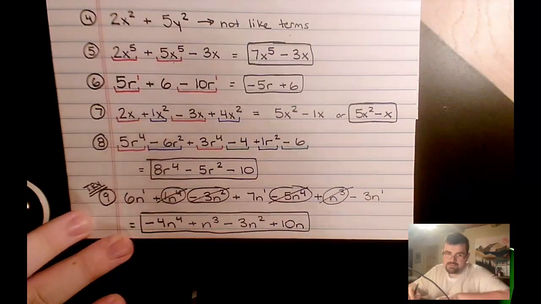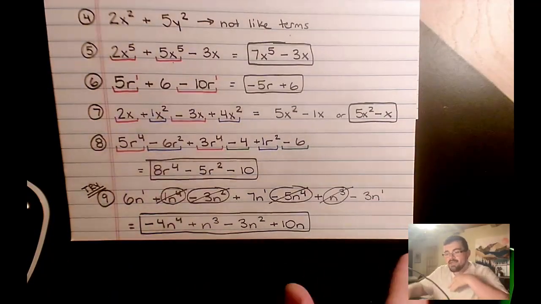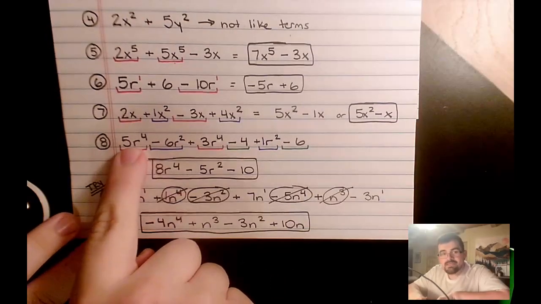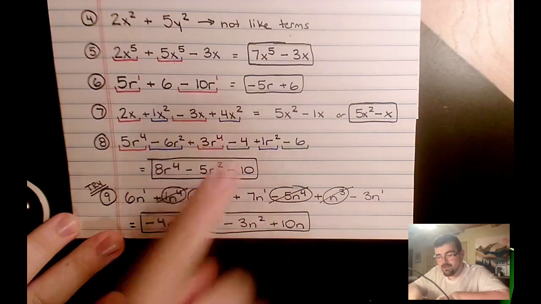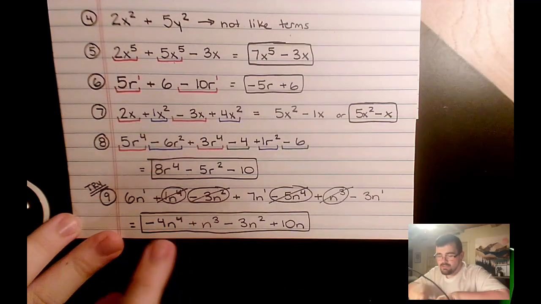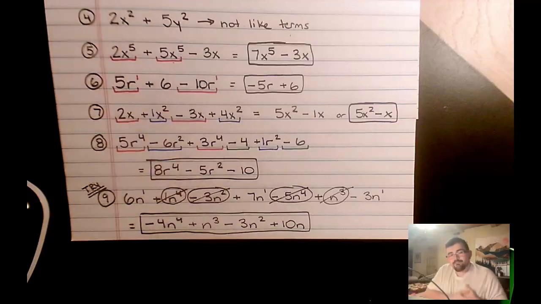So all this is a game of kind of sorting and organizing things based on the fact that they have to have the same letter and the same exponent. Same letter and same exponent. Once you can do that, you just add the coefficients, the big numbers up front, and you're good to go.